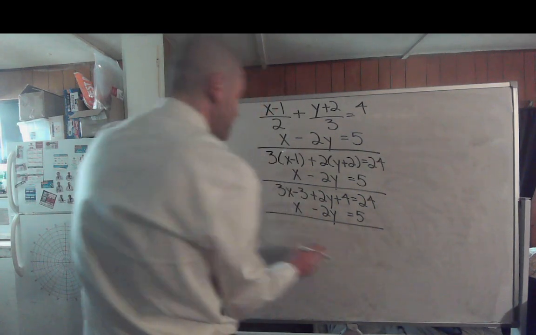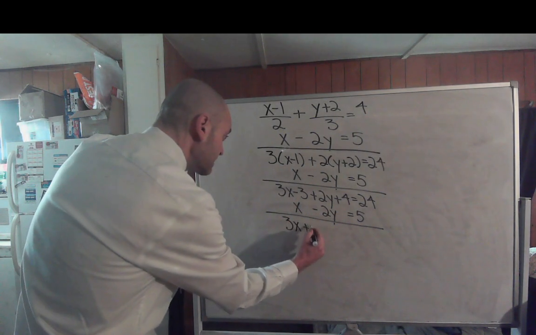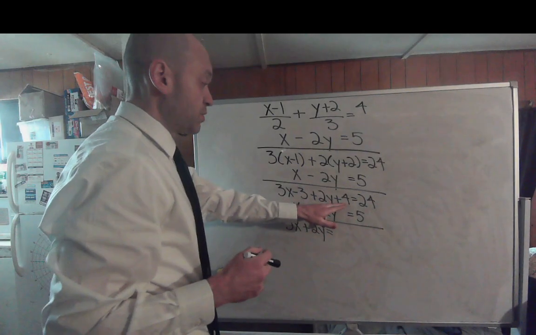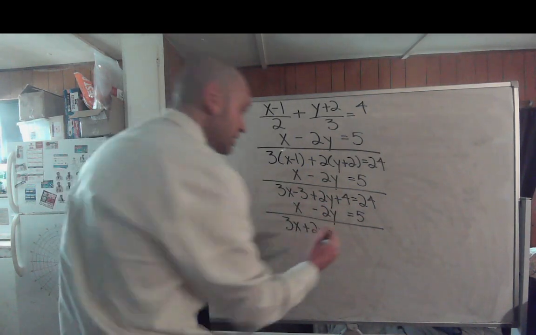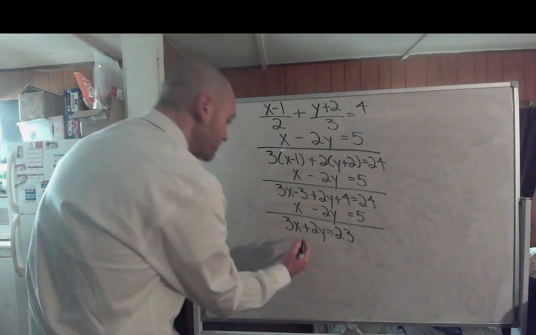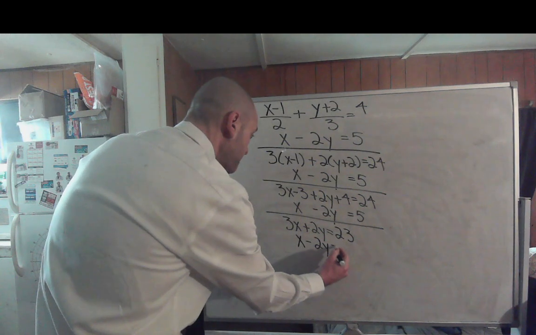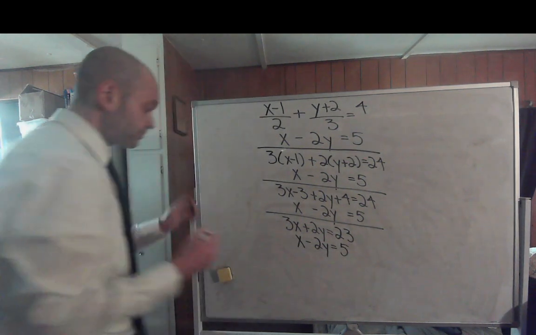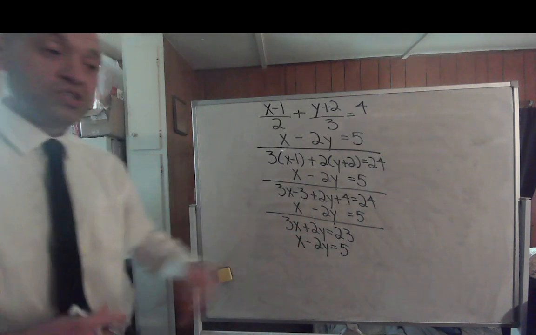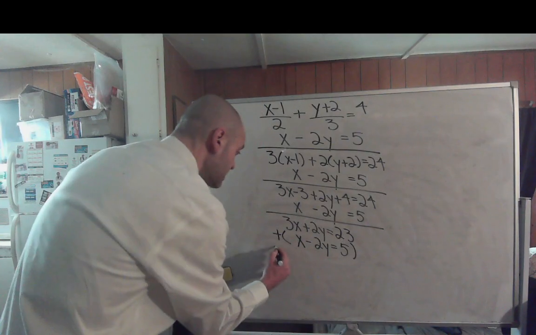Simplify your first equation one more time. You'll end up with 3x plus 2y equals, okay, so -3 plus 4 is 1, 24 minus 1 is going to be 23. So 3x plus 2y equals 23. And then you're going to have x minus 2y equals 5. Well, I think it's pretty plain to see we can just add the second equation to the first and eliminate the y variable. So let's go ahead and do that.